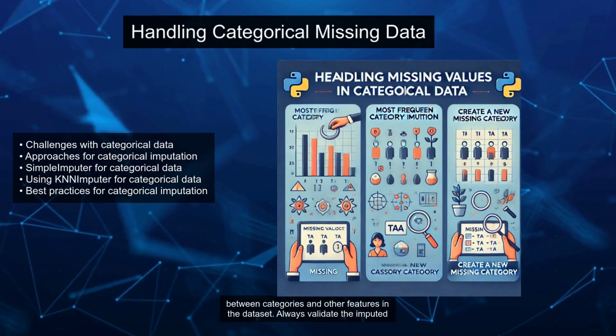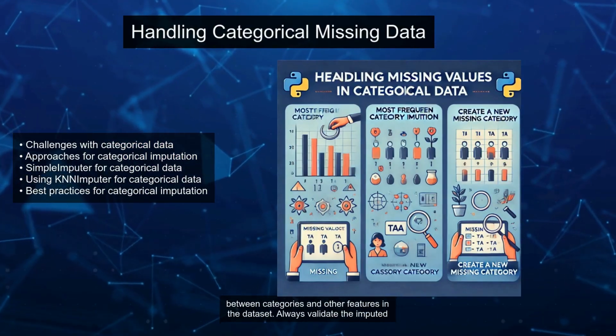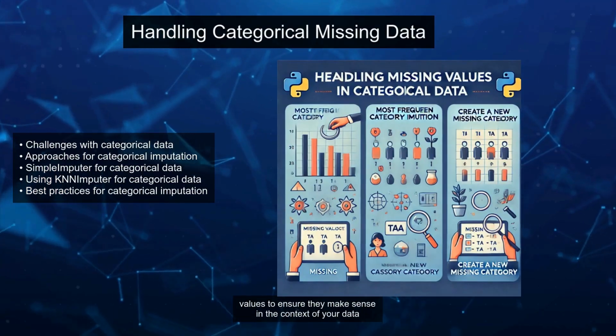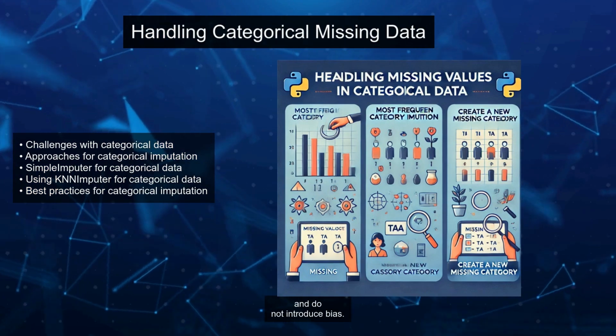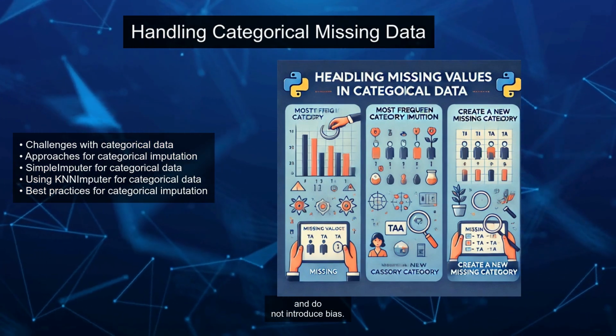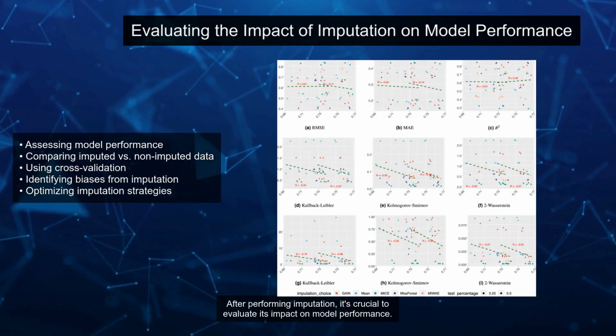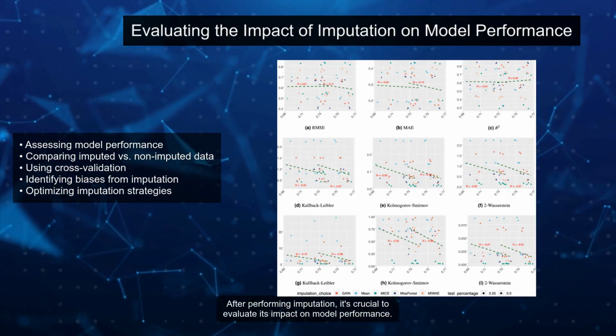When handling categorical data, it's essential to consider the relationships between categories and other features in the dataset. Always validate the imputed values to ensure they make sense in the context of your data and do not introduce bias. After performing imputation, it's crucial to evaluate its impact on model performance.